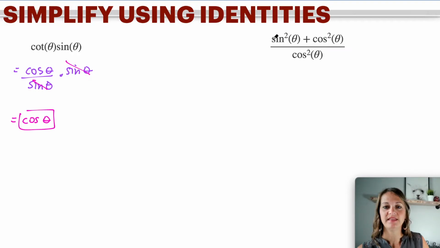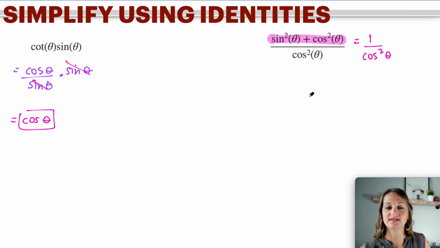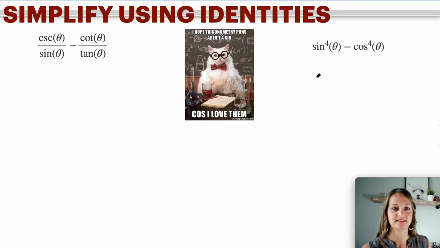In this one, this is a Pythagorean identity, which is actually the number 1. Sine squared plus cosine squared equals 1. And then on bottom, I still have the cosine squared. And 1 over cosine we know is secant. And so this is secant squared of theta.